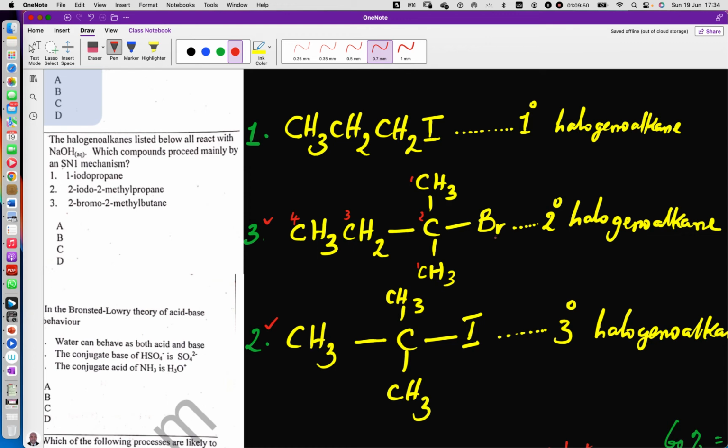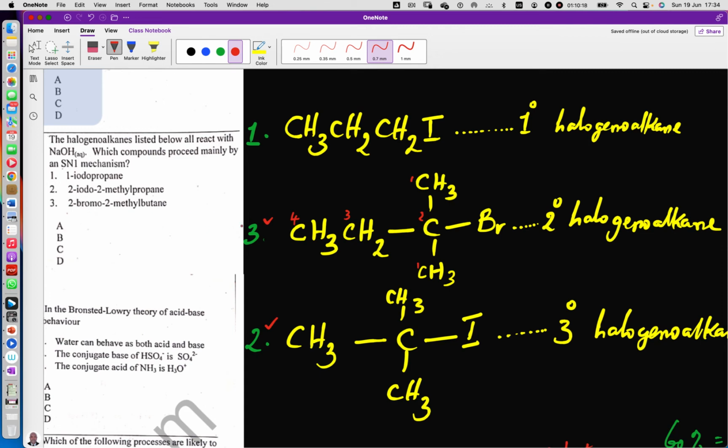Then on the second carbon atom again, we are following this one, 1, 2, 3. On the second carbon atom we have bromine, and on the second carbon atom we have a methyl. That's why we say 2-bromo, 2-methyl, then 1, 2, 3, 4, 2-methylbutane. That is for number 3.